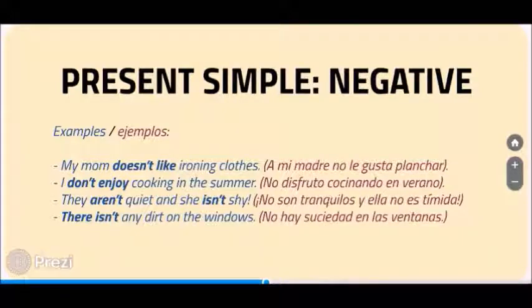Examples. My mother doesn't like ironing clothes. I don't enjoy cooking in the summer. They aren't quiet and she isn't shy. There isn't any dirt on the windows.